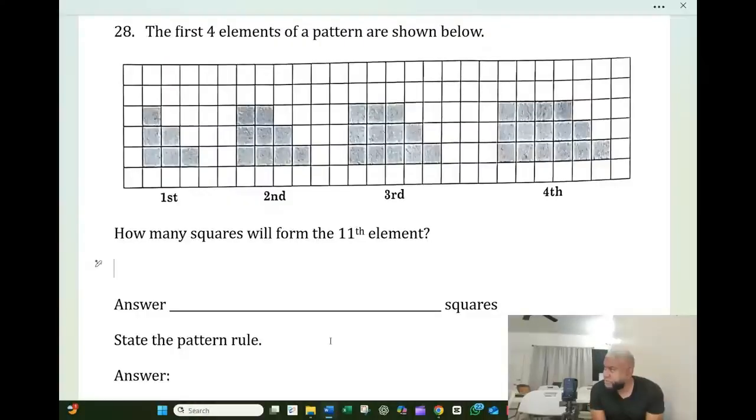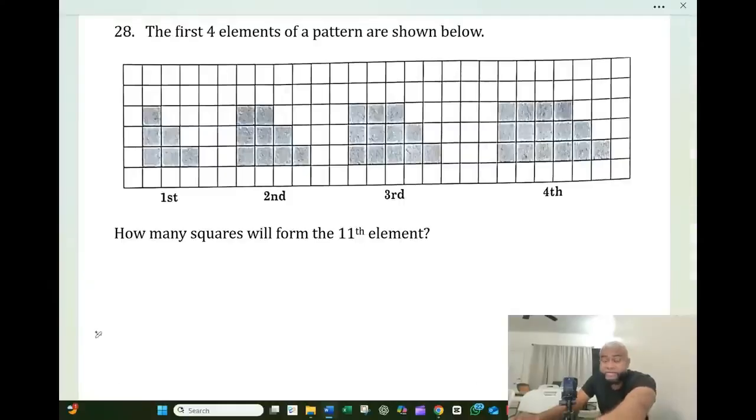Where's the pattern rule? Did you figure it out? What's the pattern rule? I have a few. So the first 4 elements of the pattern are shown below. How many squares will form the 11th pattern? So that 11th pattern is somewhere quite down the road, so let's see if we could figure out what's going on here.